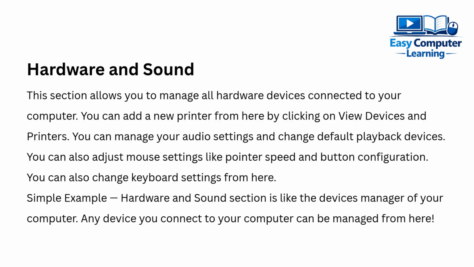Hardware and Sound. This section allows you to manage all hardware devices connected to your computer. You can add a new printer from here by clicking on View Devices and Printers. You can manage your audio settings and change default playback devices. You can also adjust mouse settings like pointer speed and button configuration. You can also change keyboard settings from here. Simple example: the Hardware and Sound section is like the device manager of your computer. Any device you connect to your computer can be managed from here.